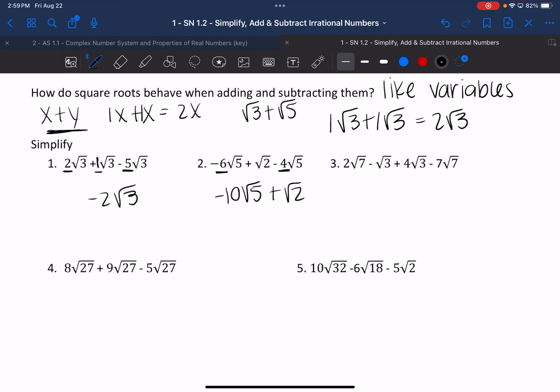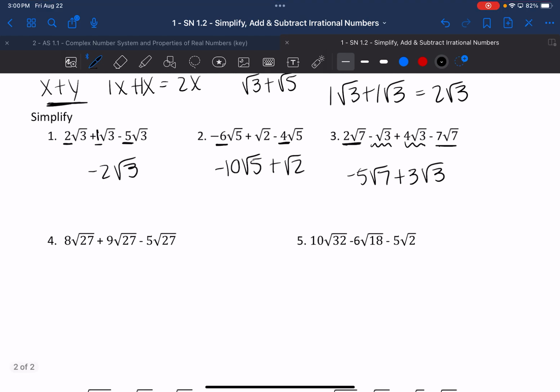Okay? All right, what about number 3? Which ones can we put together? So if I add together the ones that have root 7, I get? Good. And if I add together the ones that have root 3, I get? 3. So 3 root 3. Nice. All right. So do we understand when we can combine? Yeah? And we only combine the coefficients.